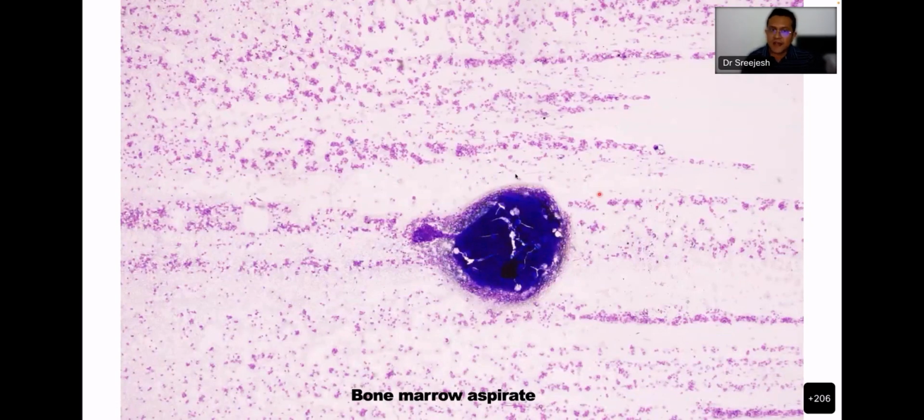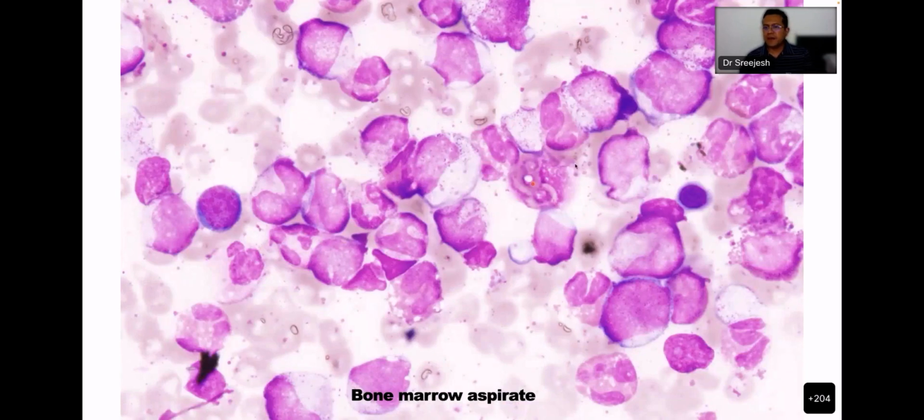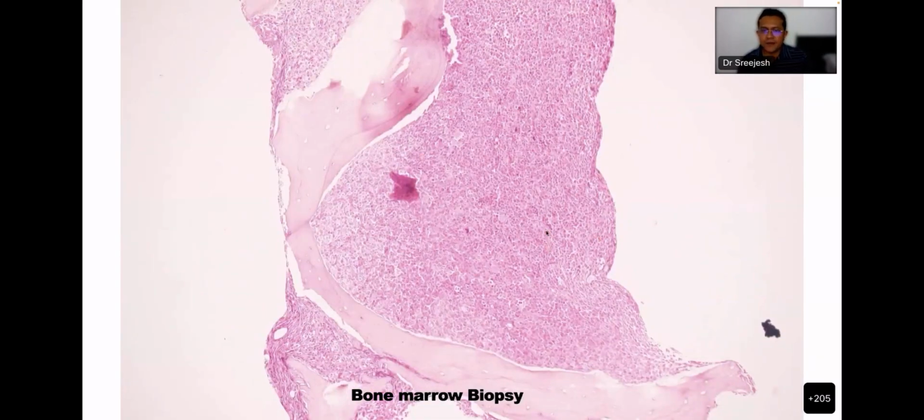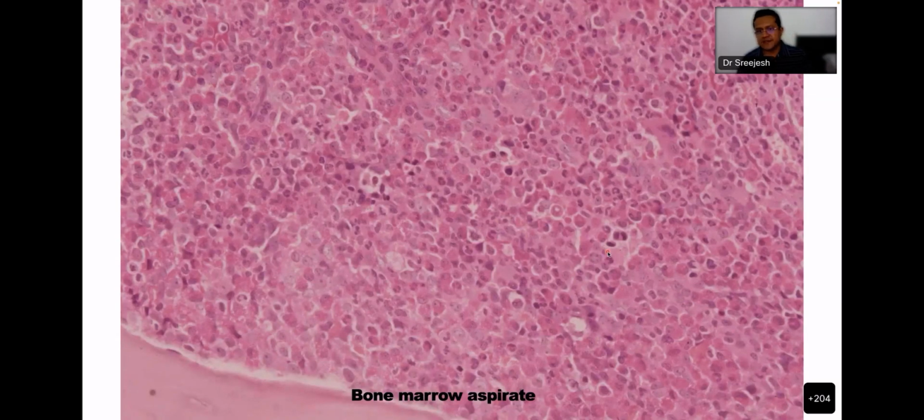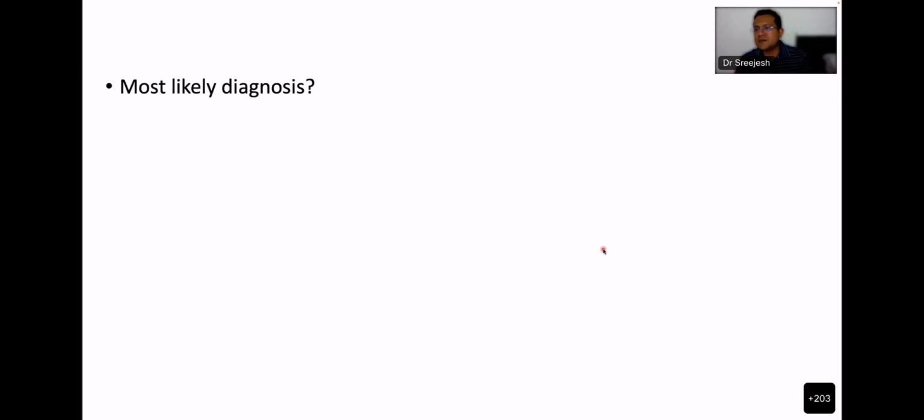So this marrow is hypercellular. Again, you see the left shift in the myeloid series because we have a lot of myelocytes and metamyelocytes, some eosinophilic precursors. The biopsy is packed. It's a hypercellular marrow and predominantly myeloid precursors. You can see some megakaryocytes, not very much increased, but they are there. At high power, you have excess of eosinophils and precursors. So the most likely diagnosis in this clinical scenario is CML.